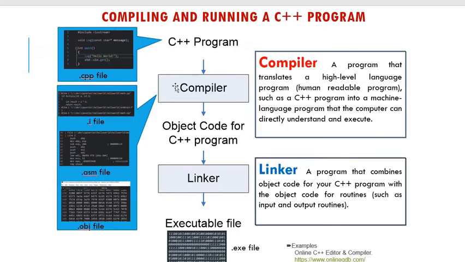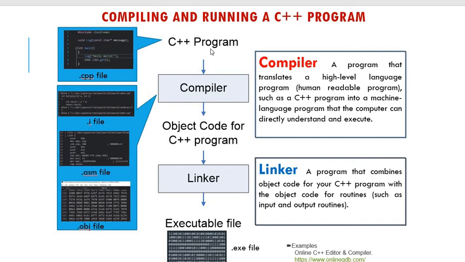This one is the flow of compiling and running a C++ program. You have a C++ program and you need a compiler. Why do you need a compiler? What is the function of a compiler? A compiler is used to translate a high-level language into a machine language or machine code. C++ is one of the high-level languages.